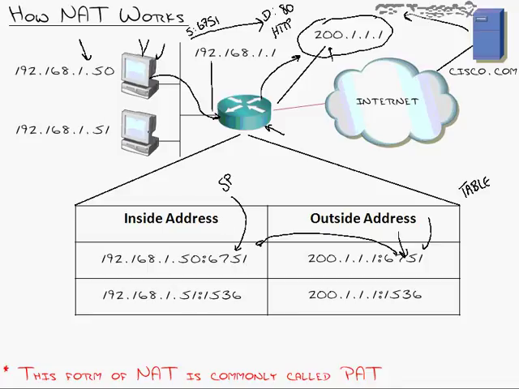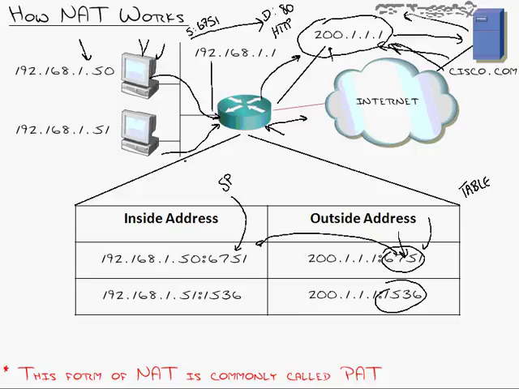So when .51 comes through and says, oh, hey, I have a source port of 1536, the router gets it and sends it out as 200.1.1.1:1536. So theoretically, if both of these computers access cisco.com at exactly the same time, it will send two requests from 200.1.1.1, but cisco.com has no problems with that at all because one of them comes from a source port of 6751, and it'll respond to that individually, and the other has a source port of 1536, so it responds to that individually. So no problems at all.